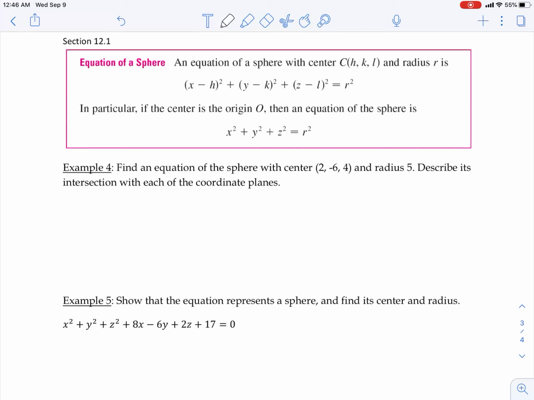All right, welcome to page 3. It's the last page of the new notes today. Again, today's not going to take too long if you're just working through section 12.1. And what we're going to talk about now is the equation of a sphere.